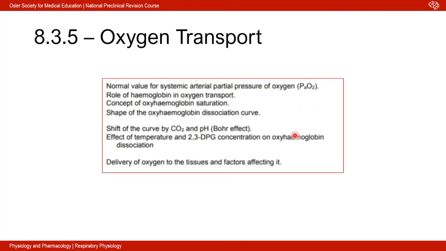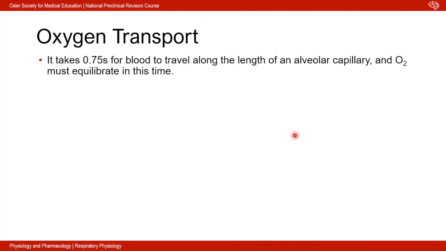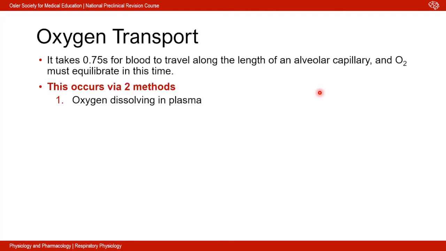So now looking at some oxygen transport. This was something that I found a little bit tricky at first, but I think it's best to simplify it down to the basics. It takes 3/4 of a second for blood to travel along the length of an alveolar capillary, and oxygen has to equilibrate with the blood in this time. So we've got two methods of doing this: oxygen dissolving in the plasma, and its association with hemoglobin. These are both very important.